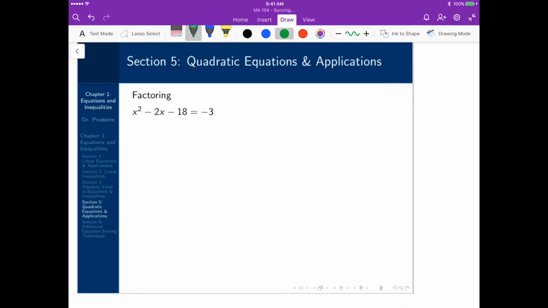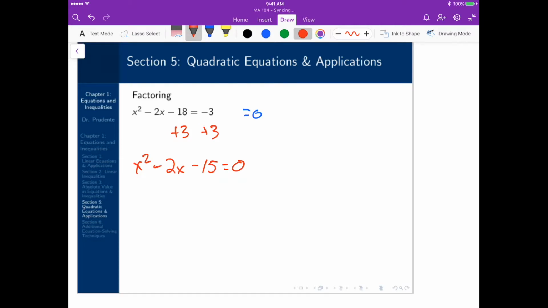So let's work on our first problem. We want to solve this problem by factoring. x squared minus 2x minus 18 is equal to negative 3. We said our goal is to get this equation to be equal to 0. So the first thing we're going to have to do is add 3 to both sides, and we'll get x squared minus 2x minus 15 is equal to 0.